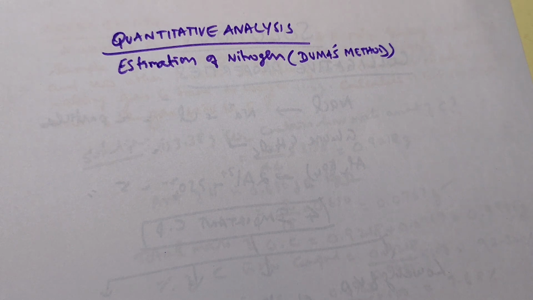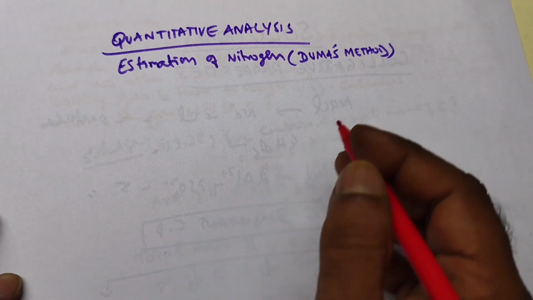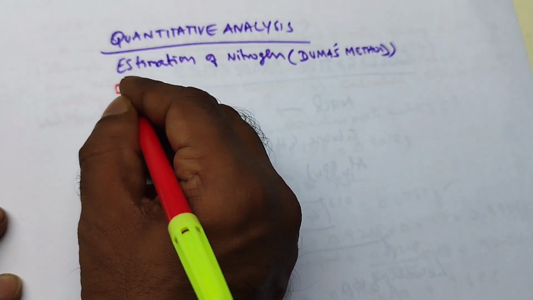In the last video we discussed the estimation of elements like carbon, hydrogen, oxygen, sulphur, halogens. Now today we are going to discuss the estimation of nitrogen. For the estimation of nitrogen, there are two methods. One is the Kjeldahl method, another is the Dumas method. In this particular video we are going to discuss the Dumas method.